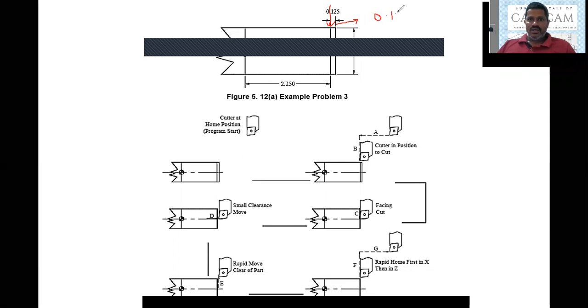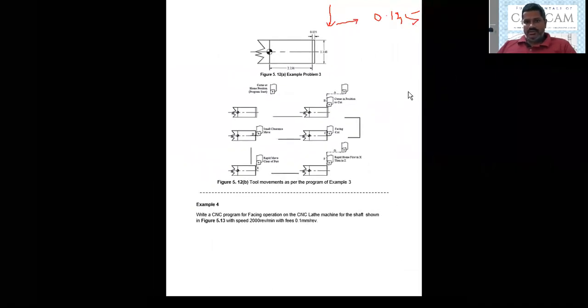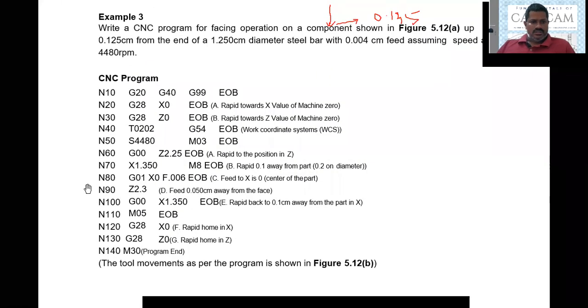0.135. Is it 0.135 or something else? Let me move further. Then the clearance value is 0.1. Okay, 0.1 and 1.35. So we are provided there. Then we have instructed rapid 0.1 away from the part and 0.2 on the diameter. Diameter wise it is 0.2, but whereas it is half, so it is 0.1 only.